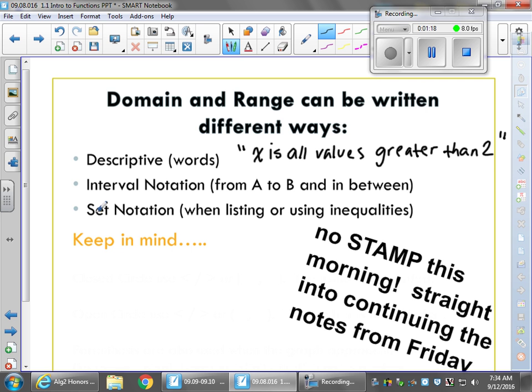Who has a vague memory of interval and set? Interval is a combination of brackets and parentheses, and then set, we have some curly brackets with some inequalities going on. I see some shaking heads of yes, that's great. So for right now, let's just get these three titles, and then we're about to look at some examples. Good? Go ahead and get those three down.